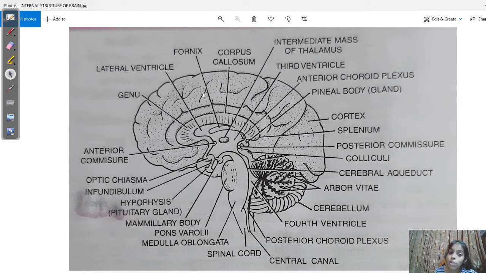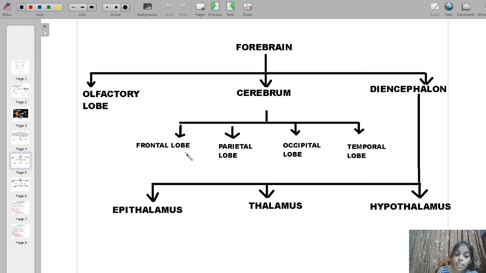What are the main functions of the cerebrum? For that, we need to understand the various lobes of the cerebrum. Each cerebral hemisphere can be divided into functional lobes. What are those functional lobes? Frontal lobe, parietal lobe, occipital lobe, and temporal lobe. Frontal, parietal, occipital, temporal. Let us study a picture.